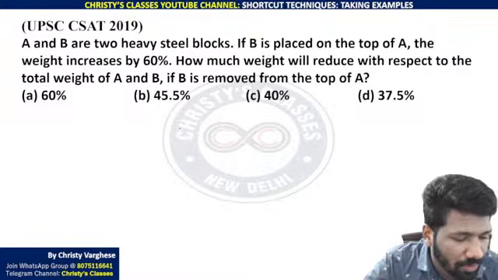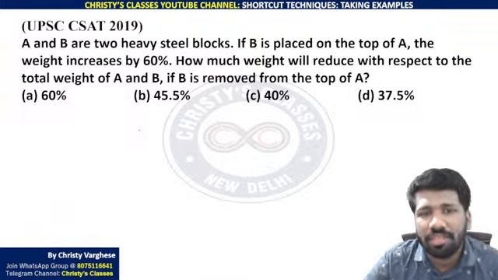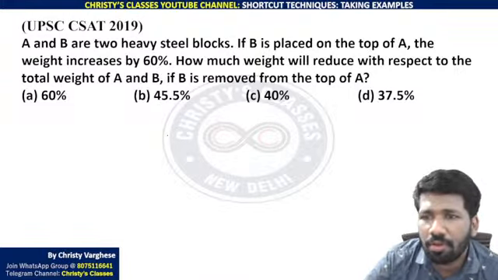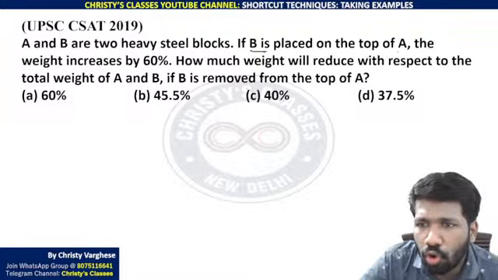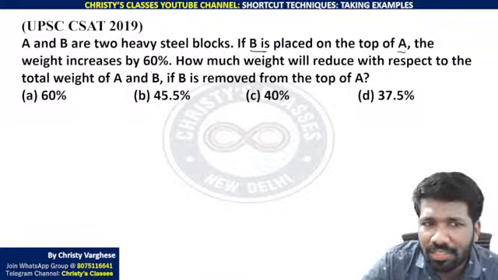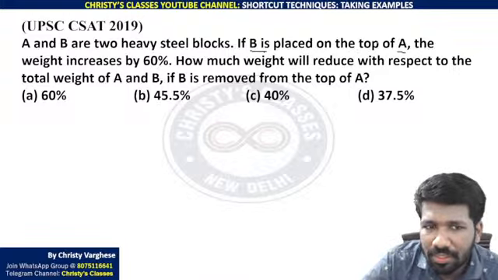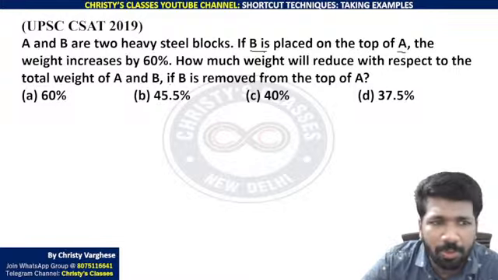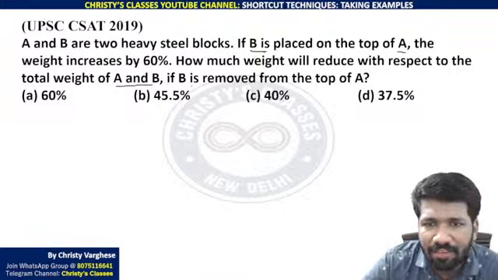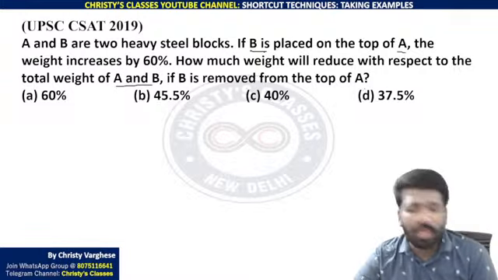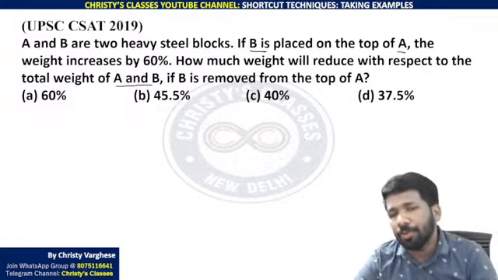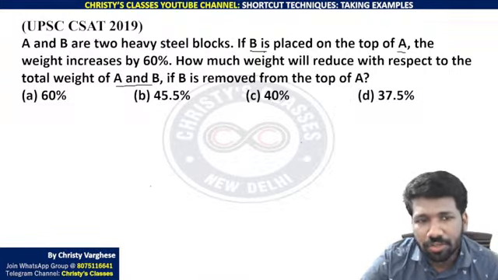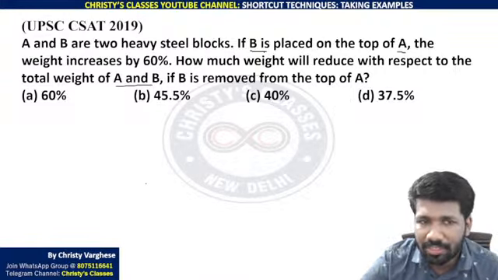Let us understand first. So A and B are two heavy steel blocks. If B is placed on top of A, the weight increases by 60%. B placed on top of A, weight increases by 60% means, and yeah, let us read the full question. After that we will take example. How much weight will reduce with respect to the total weight of A and B if B is removed from top of A? So A was already there and B is added and then B is removed. So A was there initially. So taking example for A will be better.